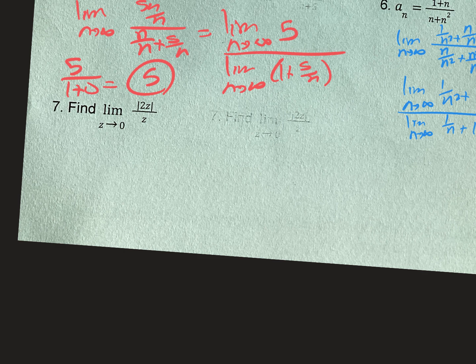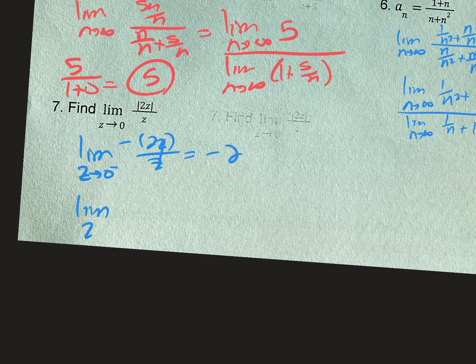Number 7, find that limit. Absolute value. Remember, absolute value. This is a good one, a good review from the past. So with absolute value, I've got to do 2 cases. You got to go from the left. What if the absolute value is negative? Well, if it's negative, you get the opposite of what's inside, which would be the opposite of 2z over z. Those z's would cancel. It will leave you negative 2.